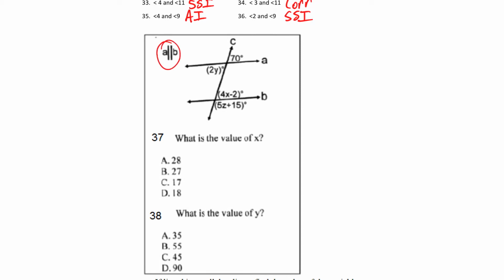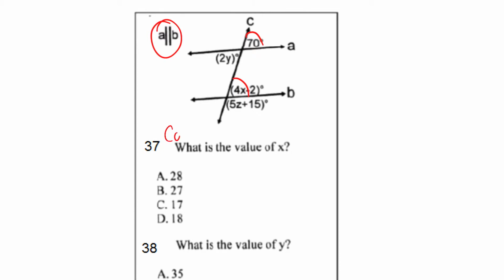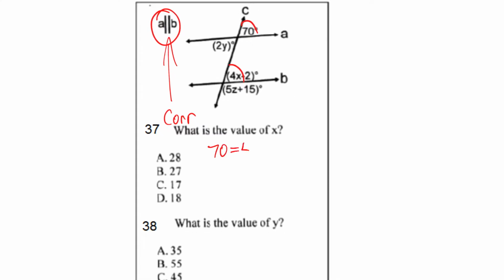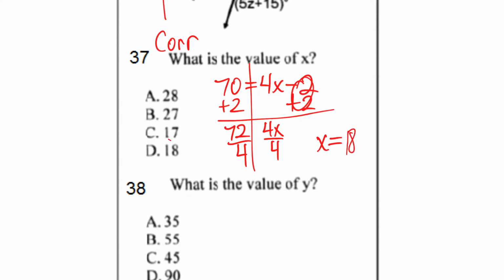Okay, next, first of all, it tells me that these two lines are parallel, so I know that. All right, here's a 70-degree angle. Here's the one with x in it. So what type of angles are those two angles? Corresponding. And if the lines are parallel, and they are, what do I know about those two angles? They're congruent. So I'm just going to set 70 equal to 4x minus 2 and just solve for x. Okay, so we get 72 equals 4x, divided by 4. And so what does x equal? 18. Yep.